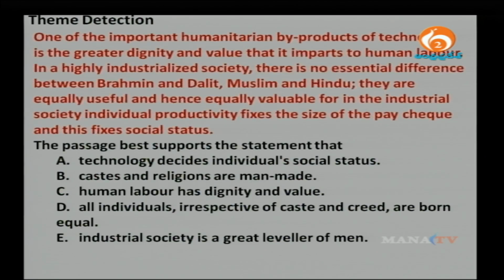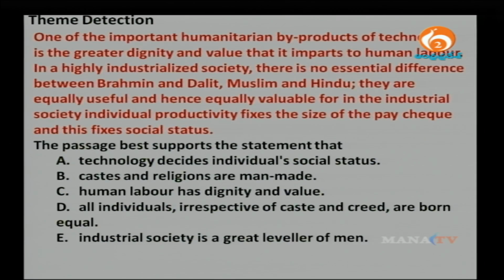One of the important humanitarian byproducts of technology is the greater dignity and value that it imparts to human labor. In a highly industrialized society, there is no essential difference between Brahmin and Dalit, Muslim and Hindu. They are equally useful and hence equally valuable, for in the industrial society, individual productivity fixes the size of the paycheck and this fixes social status.